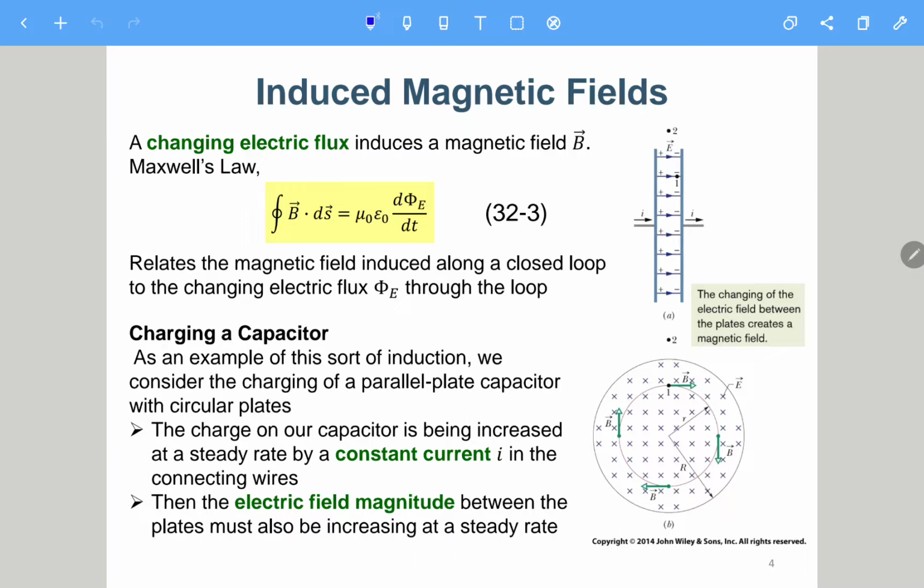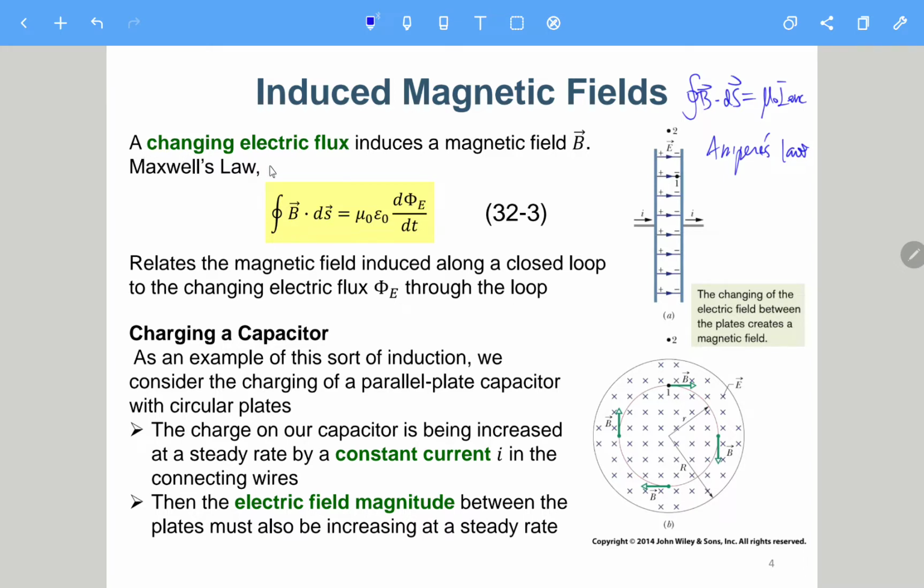Okay, so this is the next part, which is about the induced magnetic field. In chapter 29, we only learned something like the integration of B dot ds equals mu 0 I enclosed, something like that. So this is the so-called Ampere's law. Here, on the left side it is actually the same, but on the right side it is different. So let's take a look at what it is.